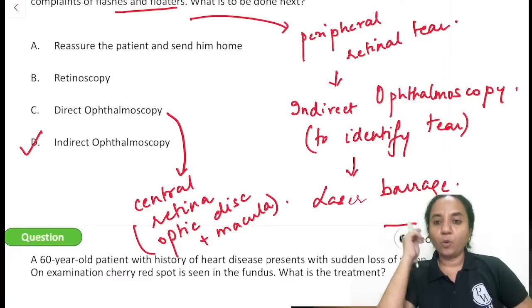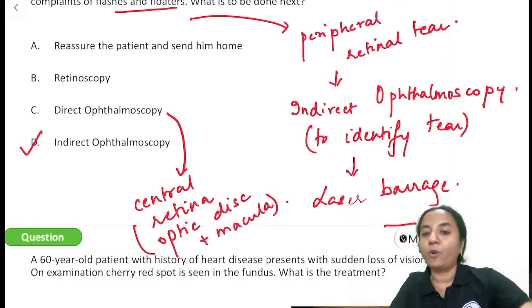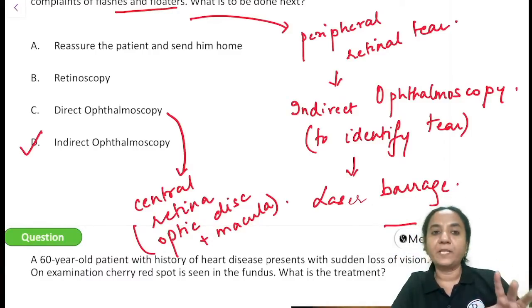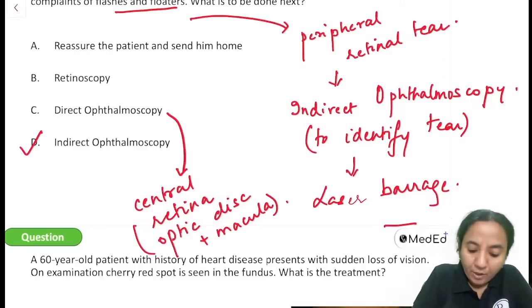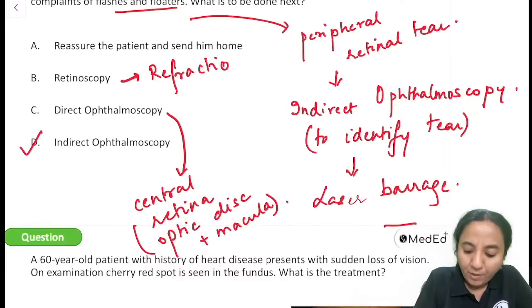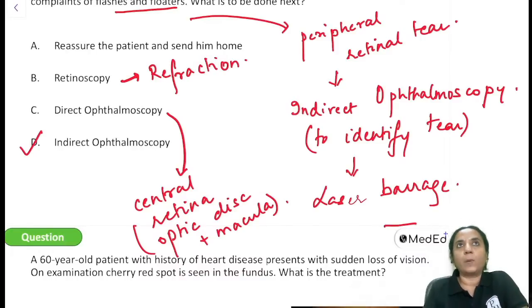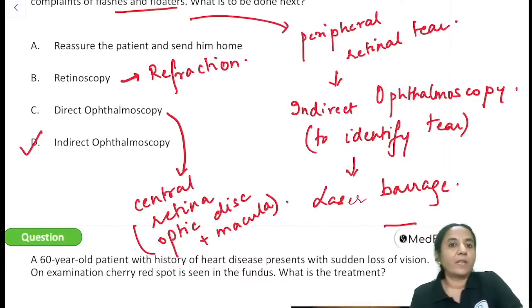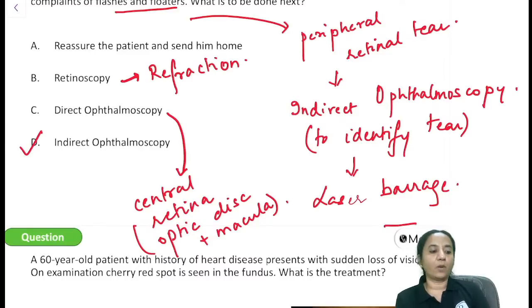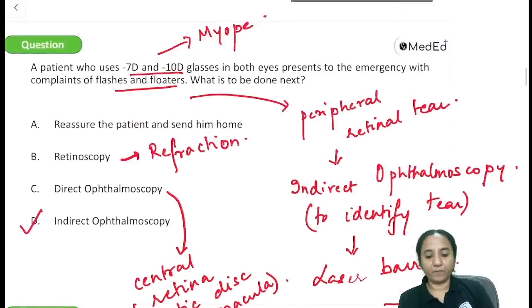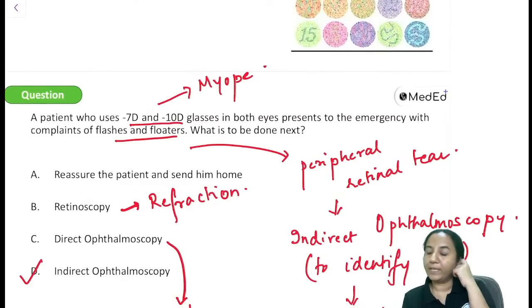And why not retinoscopy? Because I have told you many times before also, the name of the retinoscope is actually retinoscope, but it's almost like a misnomer because it is not meant for evaluation of the retina at all. The function of the retinoscope is actually refraction. So here we don't have to do refraction at all. We have to evaluate the peripheral retina, right? So that is what is needed here. So there is no use of retinoscope. Okay? This is an important PYQ. It has come many times in different exams.